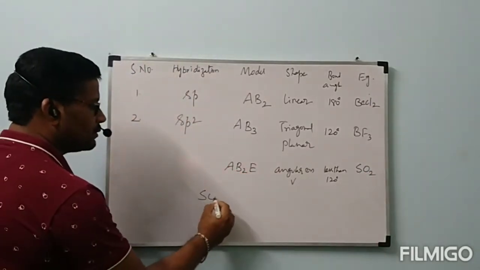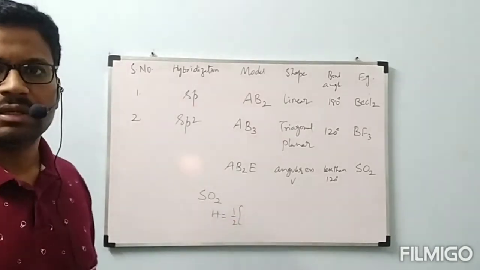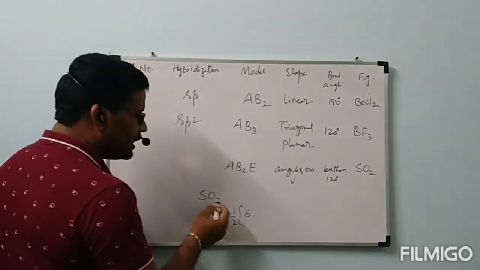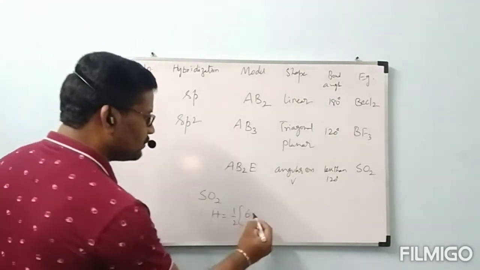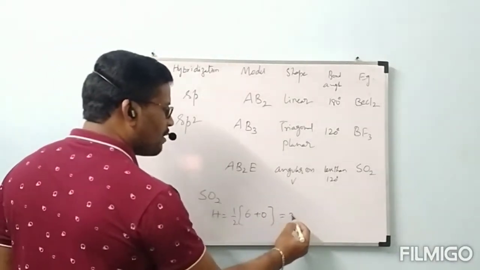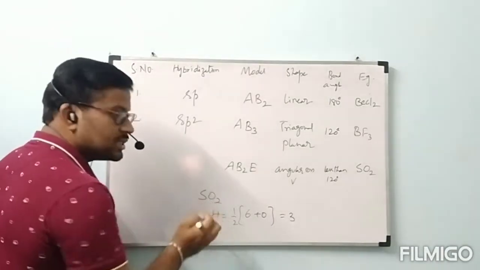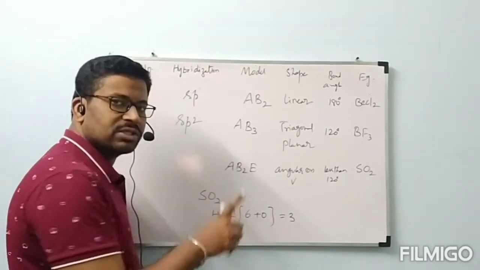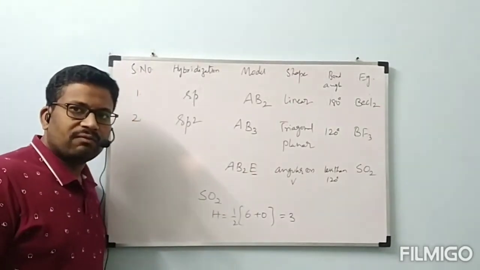Next, the example SO2. H is equal to 1 by 2 into, what is the central atom? Sulfur. Sulfur has 6 valence electrons. Is any monovalent atom there? Oxygen is not monovalent, it is divalent, so 0. It is not a cation or anion, so close that one. 6 by 2, 3. H equal to 3 means hybridization sp2. But how many oxygens are there? 2 oxygens. The H value we got is 3, so 3 minus 2 is equal to 1. That is one lone pair. In this way, we have to find the lone pair.